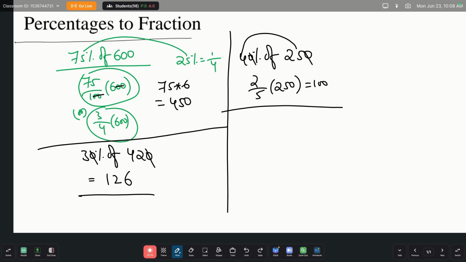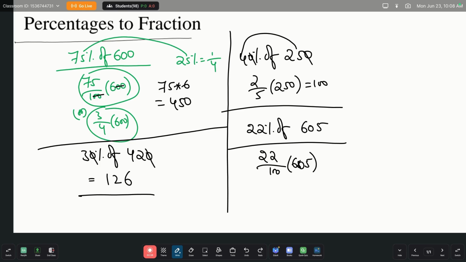Next, 22% of 605. What is the value of 22% of 605? How can we find out? Just look here. Again, no need to write 22 by 100 into 605. Okay, it will take time. We need to cancel everything. Instead of writing 22 by 100 into 605, whatever the value we are having, this will be equal to 100 percentage.